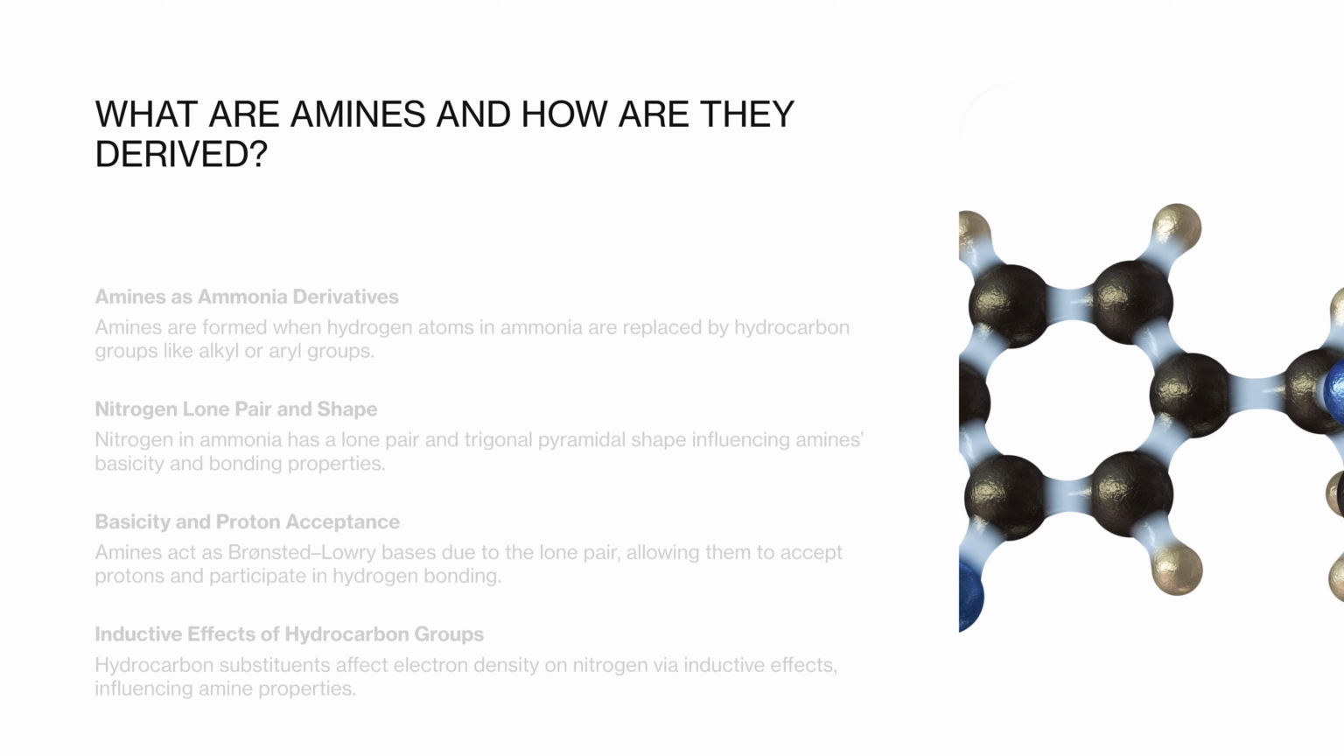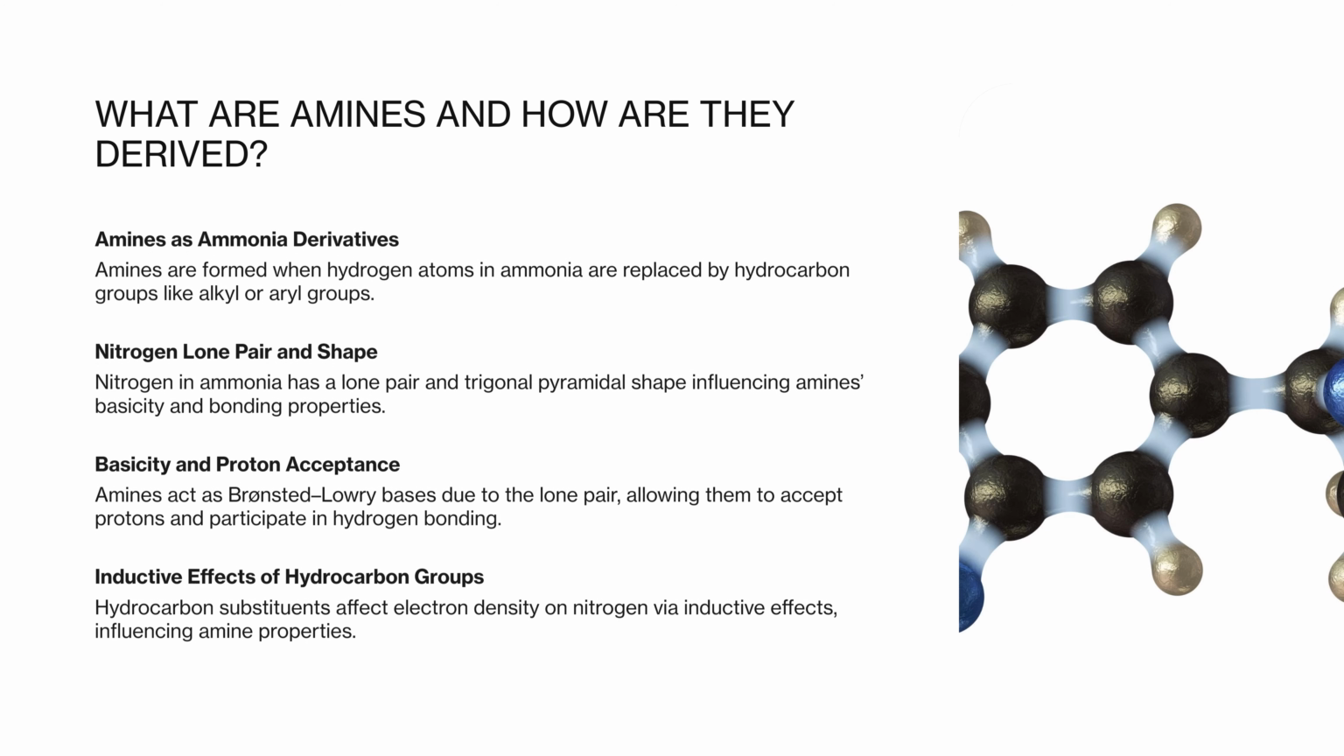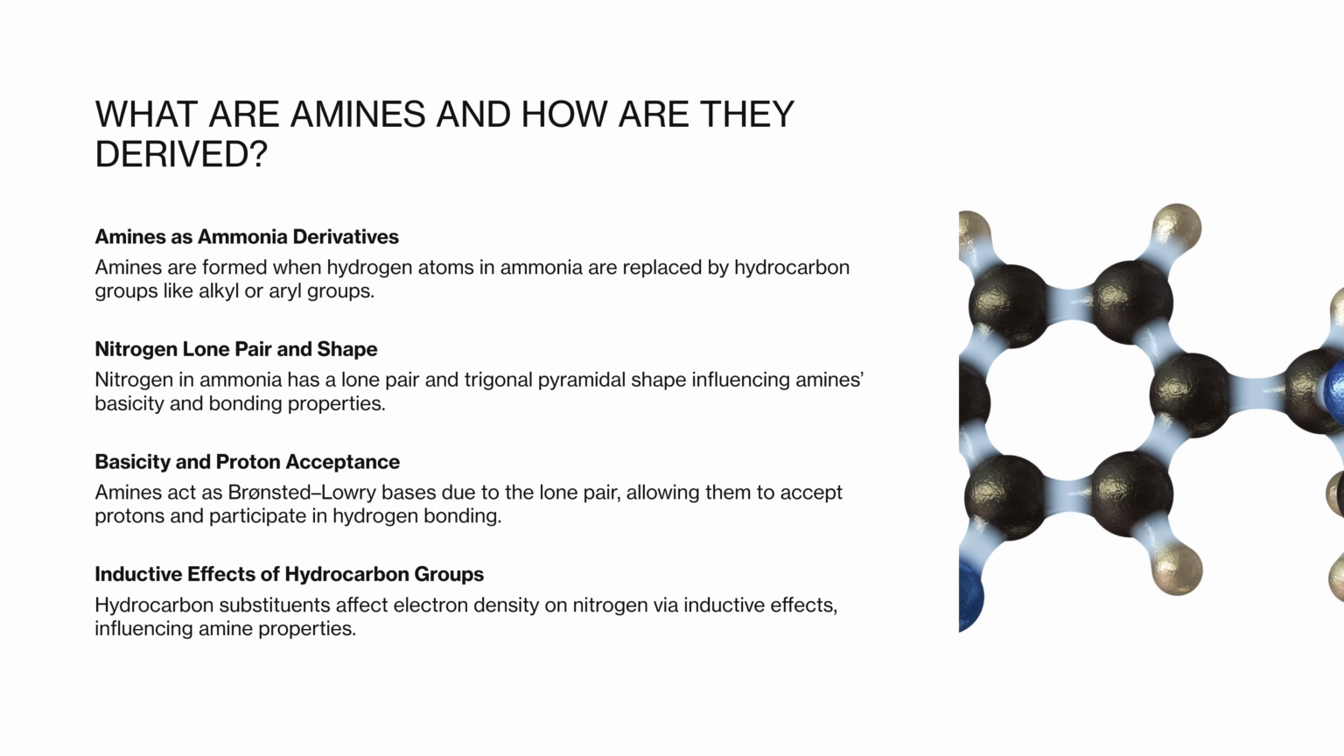Amines are organic compounds that can be considered as derivatives of ammonia, NH3, where one or more hydrogen atoms are replaced by hydrocarbon groups. This derivation explains many of their chemical properties, particularly their basic nature. In ammonia, the nitrogen atom has 3 bonding pairs and 1 lone pair of electrons, giving it a trigonal pyramidal shape. When hydrogen atoms are replaced by alkyl groups, such as methyl or ethyl groups, the resulting compounds are called alkylamines. If the substituent is an aromatic ring, such as a phenyl group, the compound is an arylamine. Understanding this origin from ammonia helps students rationalize trends in basicity and solubility.